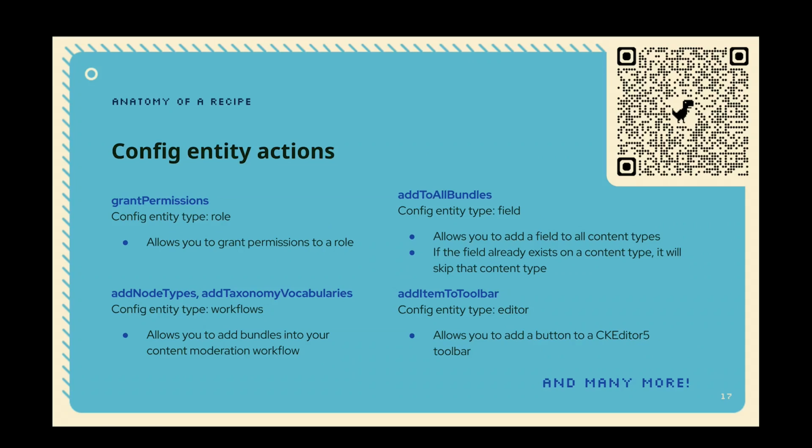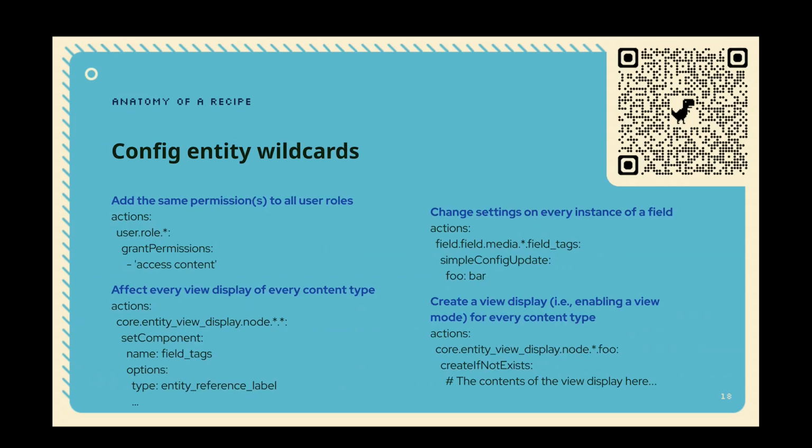As an example here, we've got grant permissions, which is specific to roles. If you're working with workflows, you can use add node types or add taxonomy vocabularies. If you're working with fields, you can use add to all bundles, and so on. If you go to that link in the bottom right, it goes to a page. There's actually a quickly growing list of ones that are specific to individual entities. I know not too long ago, a whole set specifically for manipulating views went in. So it can be a really powerful way to provide a lot of capability, again, specific to the individual types.